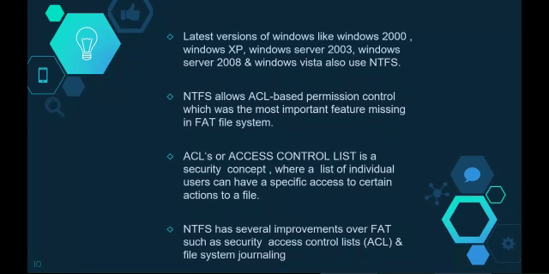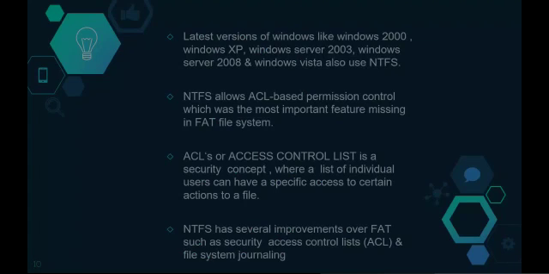Moving on to the last point, NTFS has several improvements over FAT, such as security, access control list, and file system journaling. I mentioned access control list and I explained it in the previous point. Now let us consider file system journaling. What is file system journaling? It is a file system that keeps track of changes not yet committed to the file system's main part by recording the intentions of such changes in a data structure known as a journal, which is usually a circular log. This is all about the NTFS file system, and the presentation will be continued by Yashas.